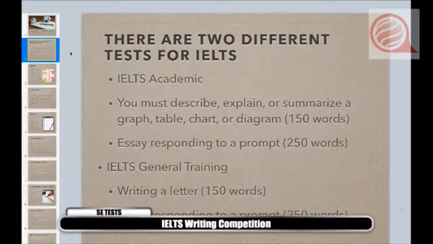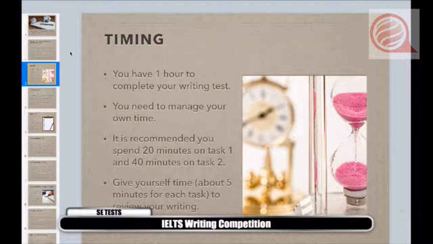Okay, so there are 2 different tests for the IELTS. There's an academic and a general. In some parts of the test, they're the same. Other parts of the test, they're different. The writing test is both. The first part of the writing section, writing task 1, is different for the general and the academic. Writing task 2 is very similar in both.